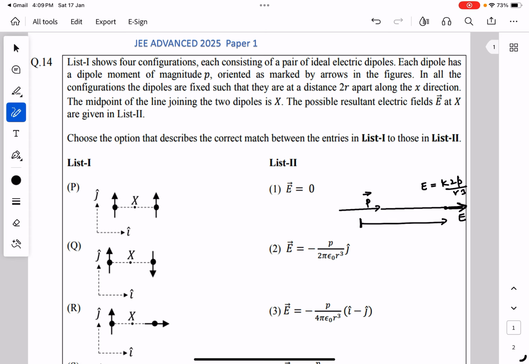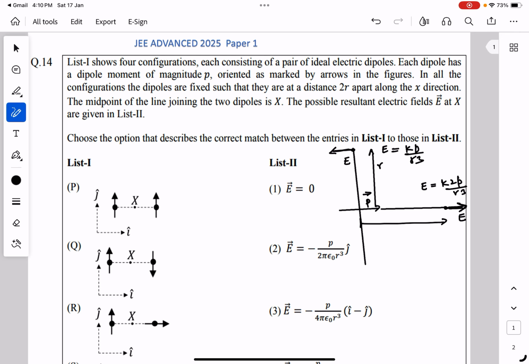And the electric field at a point on the perpendicular bisecting line of the dipole at a distance r from the center of the dipole is equal to kp upon r cube, and the electric field at this point is opposite to the direction of the electric dipole moment.